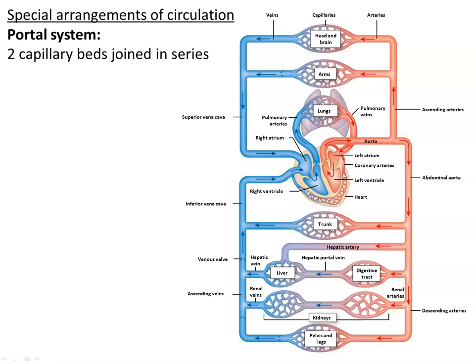But there are special arrangements, and these are called a portal system, okay? And so this is when you have two capillary beds joined in a series. And if you don't remember this from anatomy, I'm bringing this to your attention because you're going to see this when we talk about the kidney and the digestive system. So what you're seeing here is we have now the aorta. And the aorta is a major artery. It's going to turn into arteriole. I'm going to go now into a capillary bed.